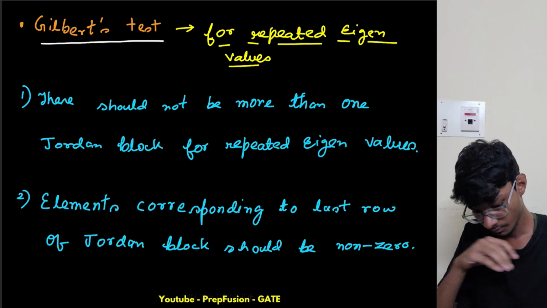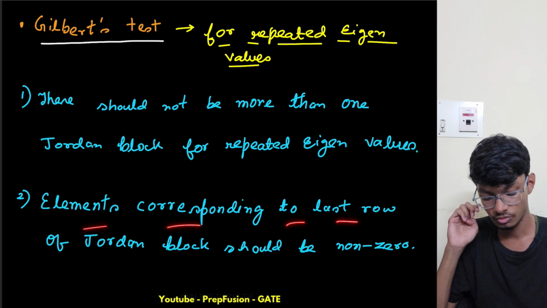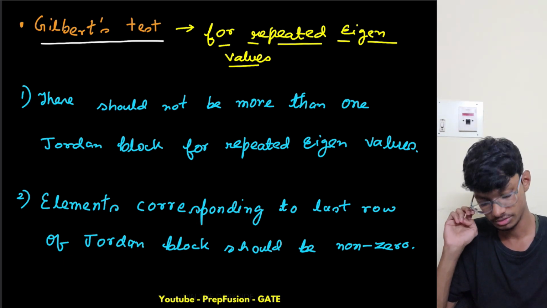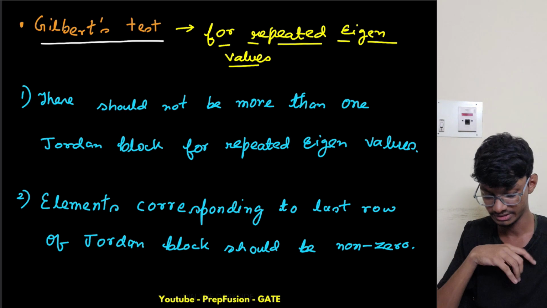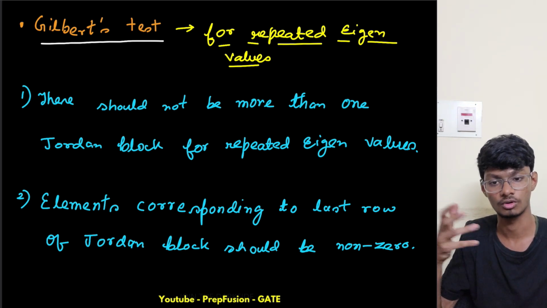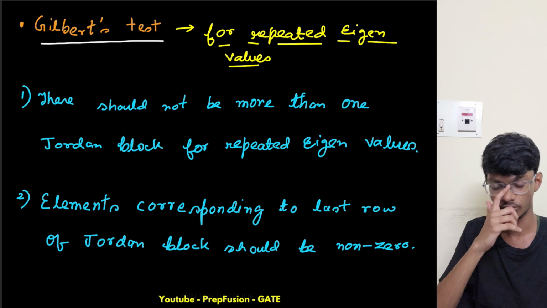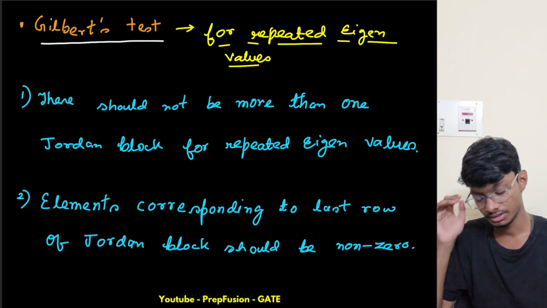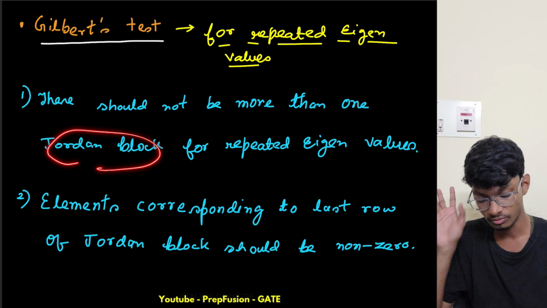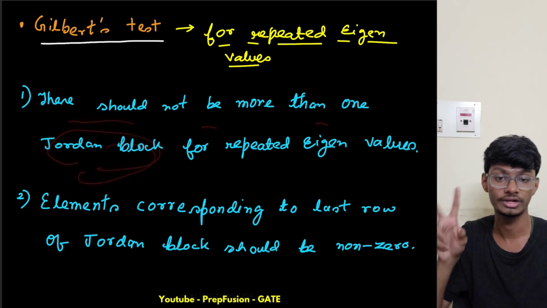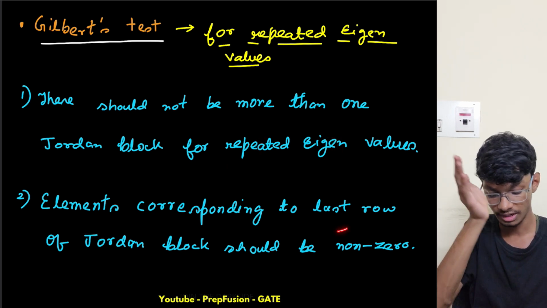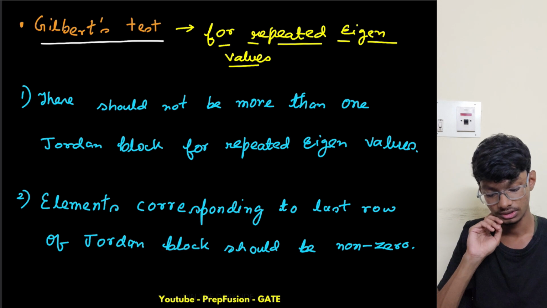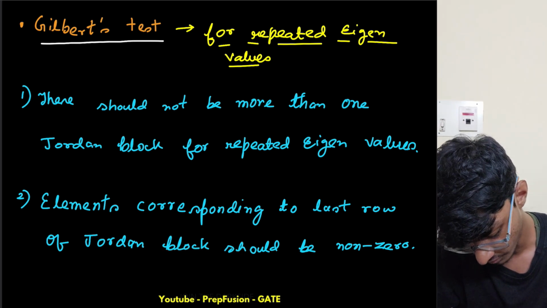Elements corresponding to the last row of Jordan block should be non-zero. This is also another thing. Now what term is unknown here? Jordan block. You are saying that you don't understand what a Jordan block is. I will explain it to you. Apart from the Jordan block, there should not be more than one Jordan block for repeated eigenvalues in a matrix, and elements corresponding to the last row of the Jordan block should be non-zero. So these are elements of the B matrix.